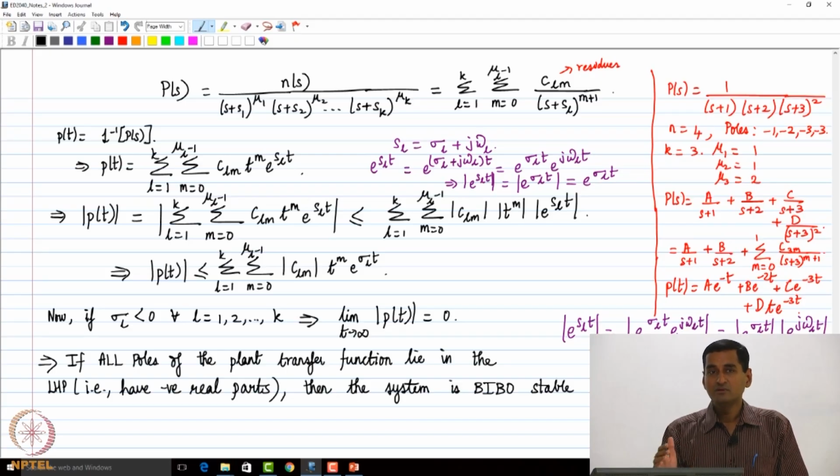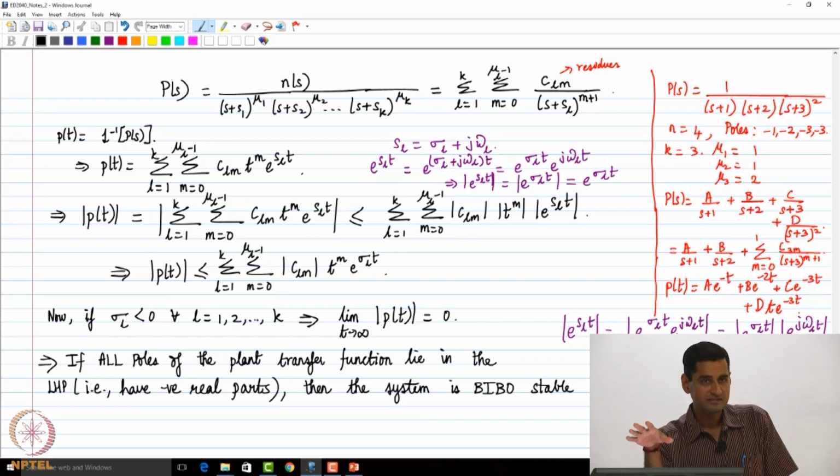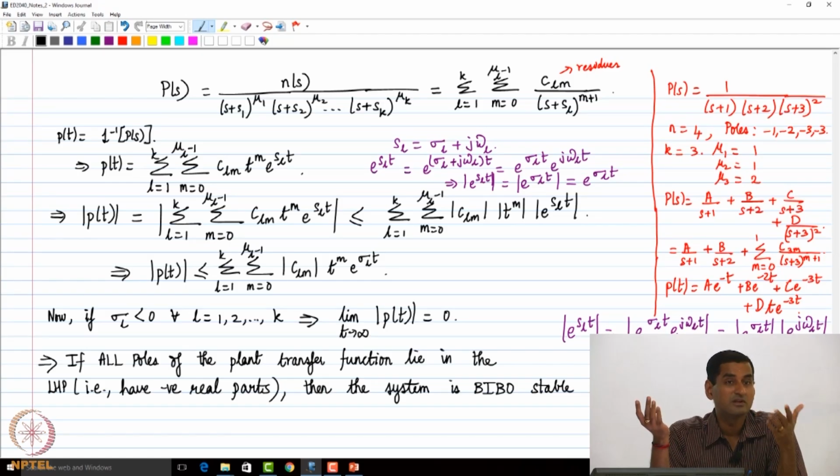Now, what is the other way around? That is, if a system is BIBO stable, then all the poles lie in the left of the complex plane. Is that true? Is the condition of all poles lying in the left of the complex plane a necessary condition for BIBO stability? Why is a necessary condition important? Only then can we talk about a corollary.